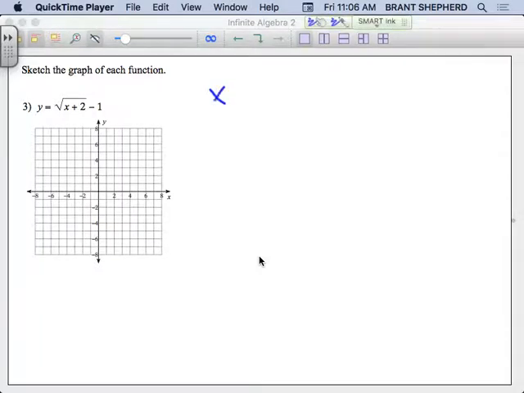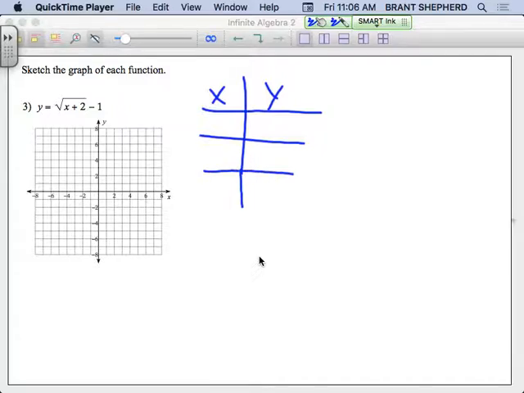So x and y. I need at least 3 points to graph here for my x and y. And if I look for my starting point for my x, I'm going to look inside my radical here, and I'm going to look for whatever I can put in for x and get 0 underneath my radical. So if I put in -2 for x there, -2 plus 2 is 0. So my x is -2.